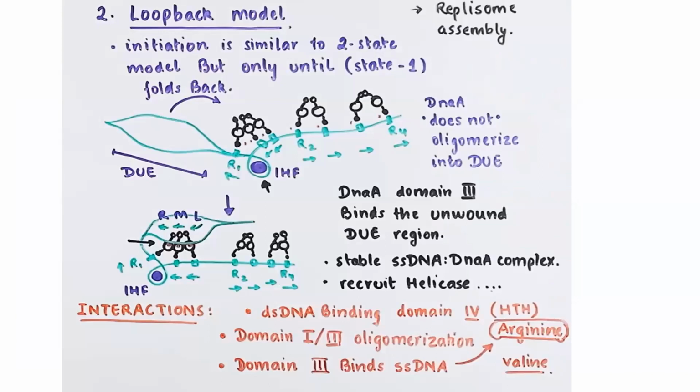Now let's discuss the loopback model. The initiation of the loopback model is exactly the same as state 1 of the two-state model, which is, until this topological change, exactly the same as state 1, which changes the state of the origin, leading to DUE unwinding.